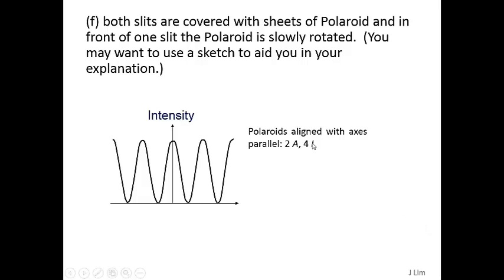So when both Polaroids are aligned with the axes parallel, the resultant amplitude is 2A, the intensity is 4I. And you have this pattern of bright, dark, bright, dark, bright. Now when the Polaroids' axes are perpendicular, then the amplitude is always square root of 2 A, and the intensity is 2I. So you get a uniform intensity given by the red line.